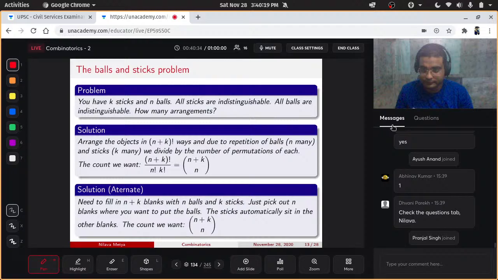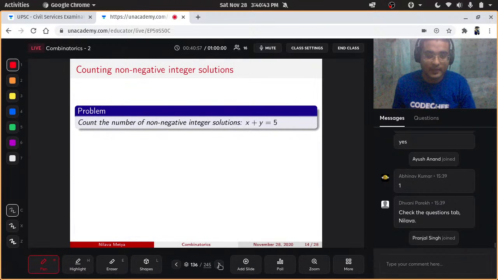Right, so now the number of non-negative integer solutions. A big jump, right? The previous one was balls and sticks, and now we come to the number of non-negative integer solutions. Something totally unrelated, but I'll relate it for you in a while. So this is an exercise for you: count the number of non-negative integer solutions to x plus y equal to 5.